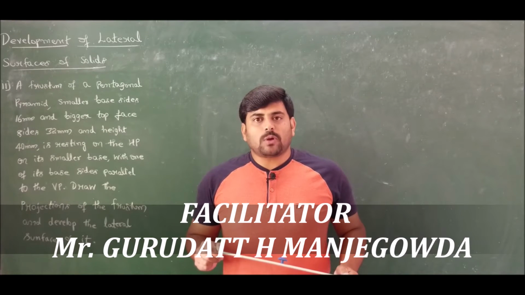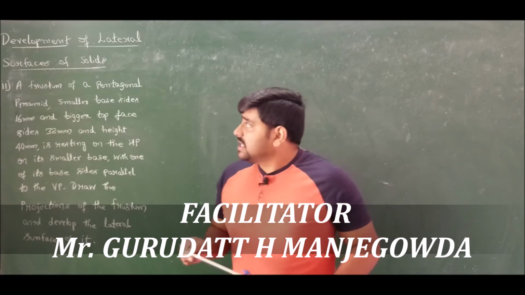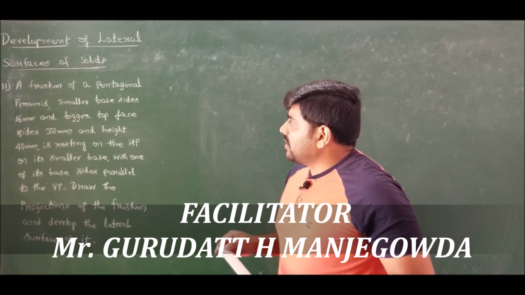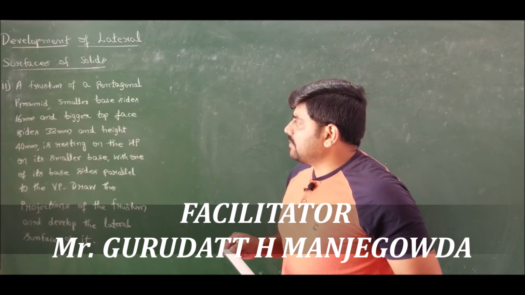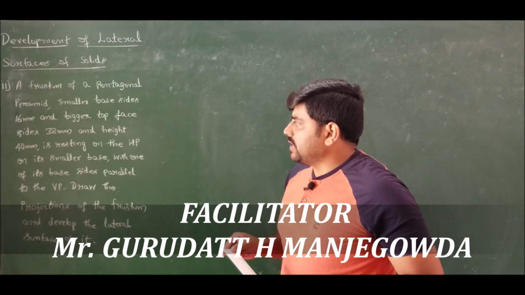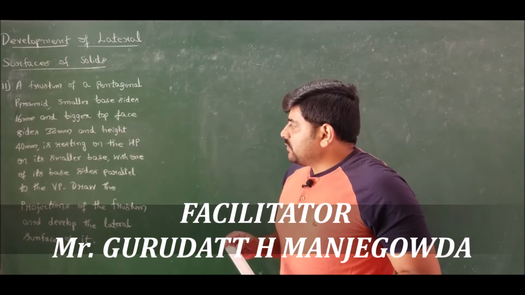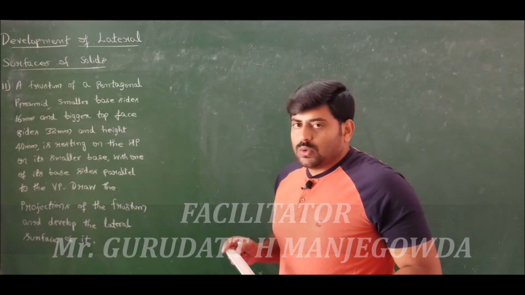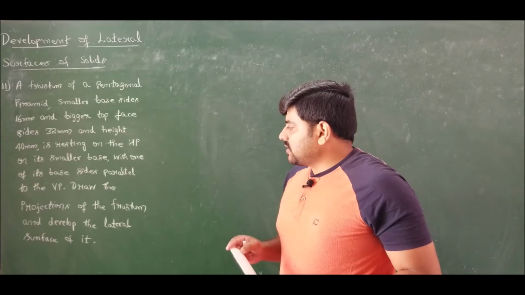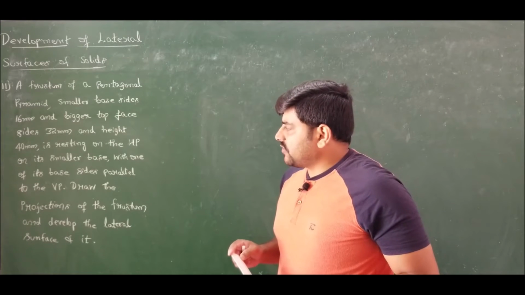Moving ahead, problem number 11 of our discussion states that a frustum of a pentagonal pyramid, smaller base sides 16 mm and bigger top face sides 32 mm and height 40 mm, is resting on the horizontal plane on its smaller base, with one of its base sides parallel to the vertical plane. Draw the projection of the frustum and develop the lateral surface of it.